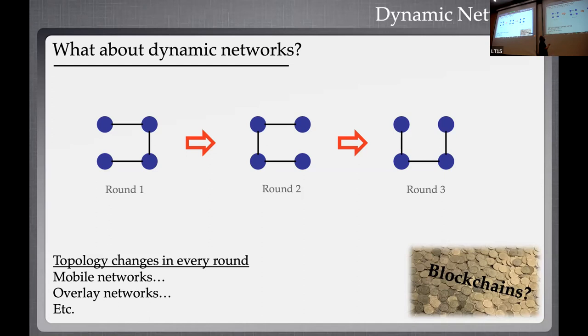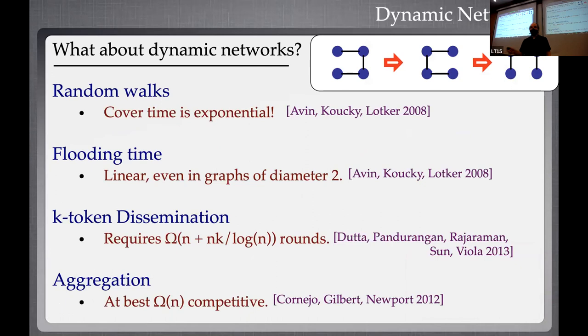So of course, you might think about mobile networks, of course, overlay networks, certainly. Or you might care about blockchains. Underlying a blockchain is a very dynamic system where people are constantly arriving and leaving. Unfortunately, if you look at this from a worst case perspective, dynamic networks are terrible. Everything can go wrong. Each of these problems, even the simplest problems, are totally broken in a dynamic network.